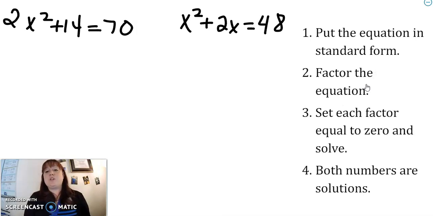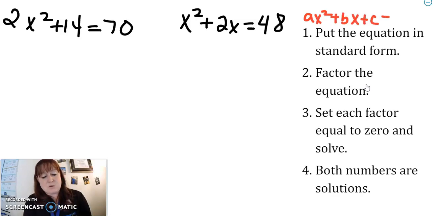The first thing you need to do is you have to put the equation in standard form. And if you remember, standard form is ax squared plus bx plus c equals 0. So it has to be in this form to be able to factor it. We have to have it equal to 0. So if it's not equal to 0, we just need to get everything over on one side. So I can subtract 48 from each side.